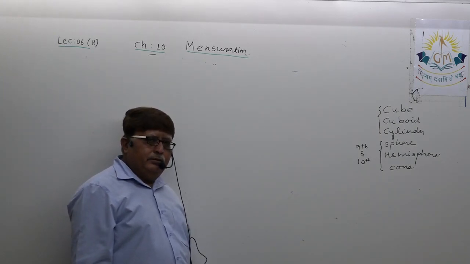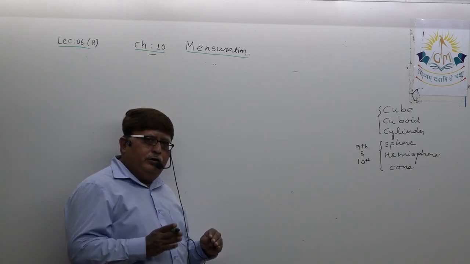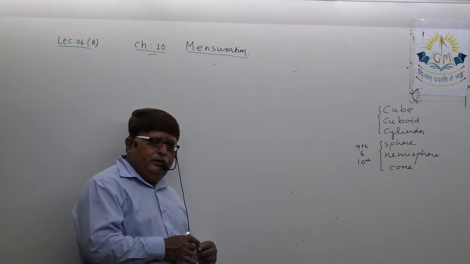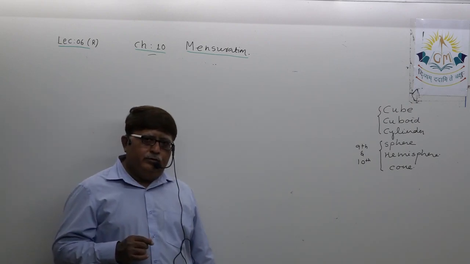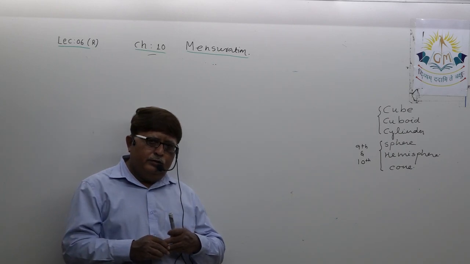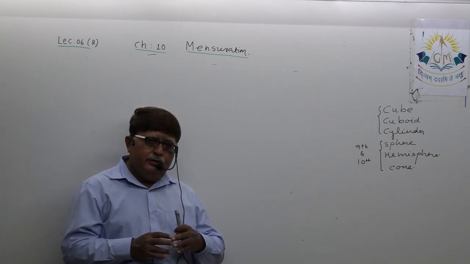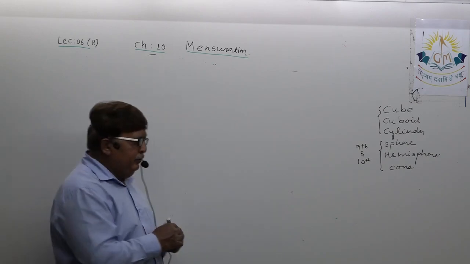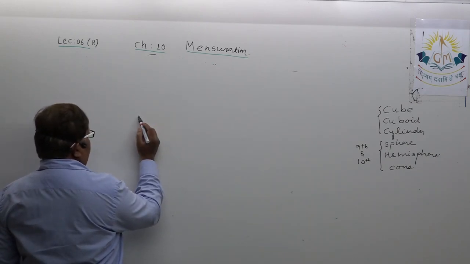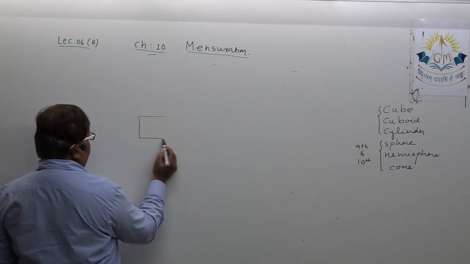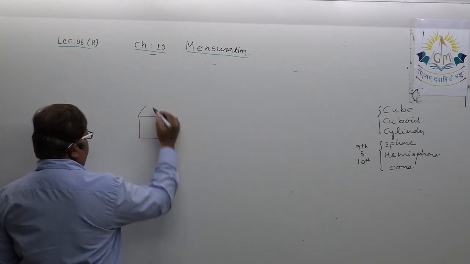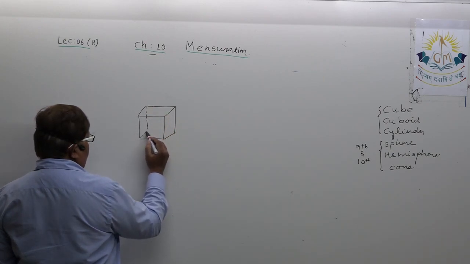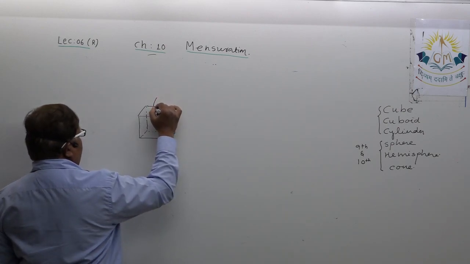Suppose, dear student, if one solid is melted, just try to understand what I am suggesting to you. If one solid is melted and converted into another solid, suppose, just think, suppose I have one cube, okay, metal cube. Just try to understand, dear student. Suppose I have one metal cube, okay? This is the metal cube I have.